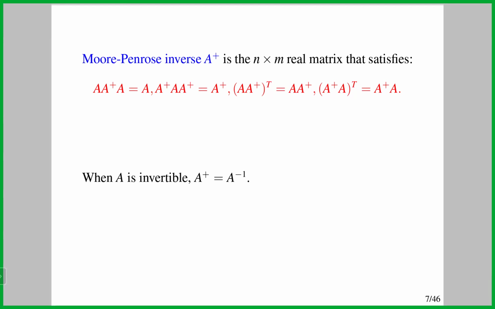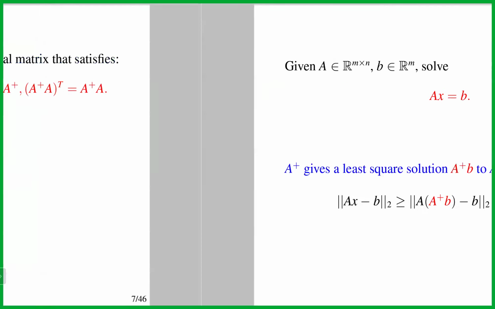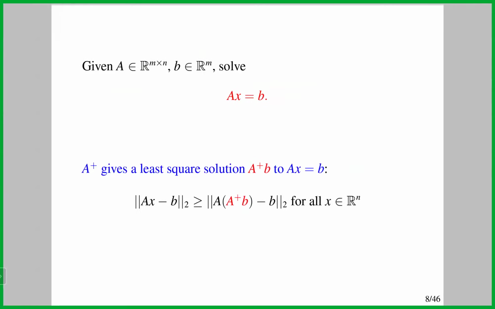Now, there are a lot of nice properties of this A plus, but I want to mention one property. We solve the matrix equation Ax equals b a lot. If A is an m by n matrix and b is an m-dimensional vector, we are solving Ax equals b for x. From basic linear algebra, you might have infinitely many solutions, a unique solution, or no solution. If it has infinitely many solutions, then you want to know the least squares solution.